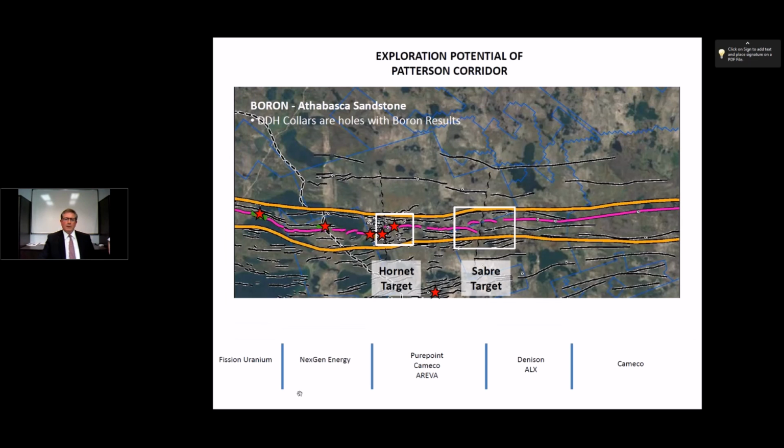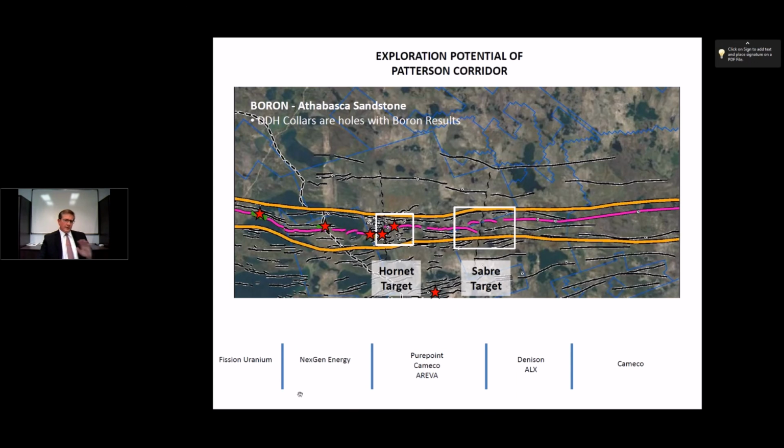Now, back up a little bit. What I want to do, with these two potential target areas in mind, is start to look again at some of the information that we looked at the beginning. When we're trying to determine and identify where the potential is in this entire district for new discoveries and things to progress, we've done a couple of things.